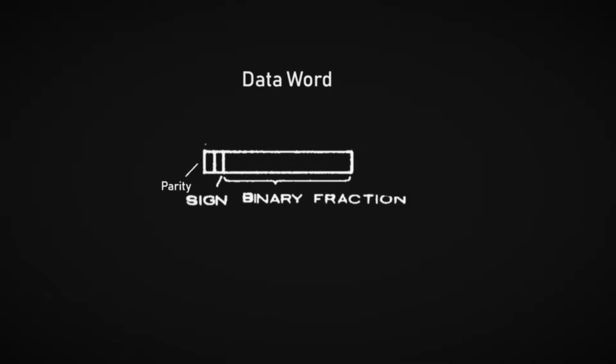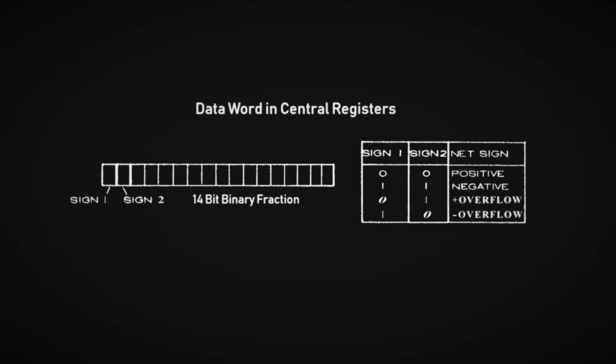We can also use 2 data words together to achieve double precision. When we use a data word in the central register, the parity bit has already been checked. The position of the parity bit is now used for an additional sign, which is used to indicate an overflow, which can happen when we, for example, add 2 values. This table shows how the combination of both bits is used to represent both sign and overflow.